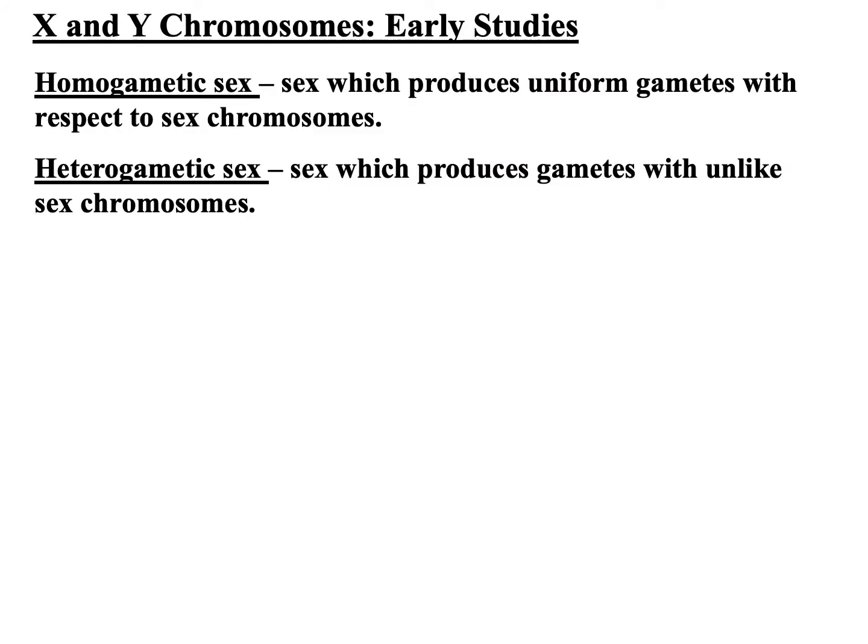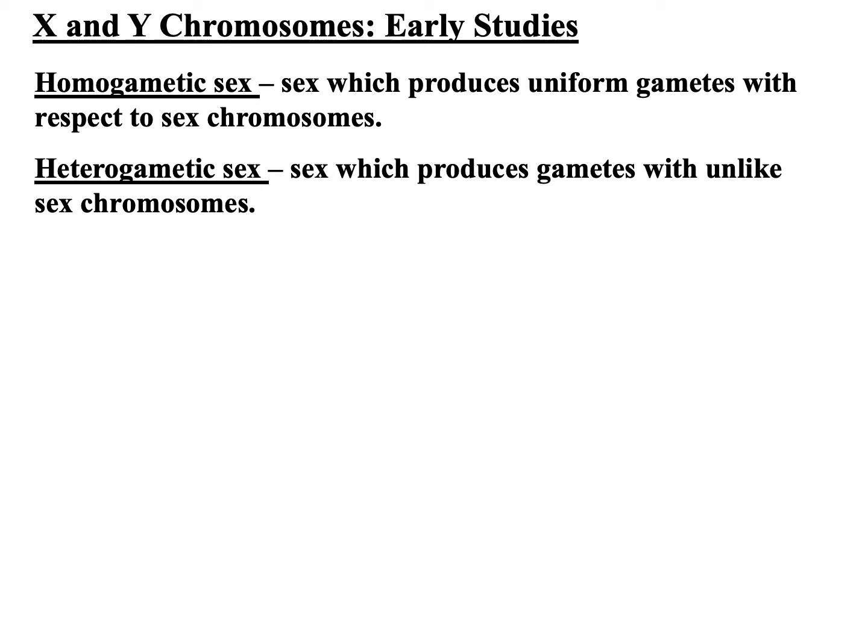So now I want to introduce a few more terms. The term homogametic sex refers to the sex which produces uniform gametes with respect to sex chromosomes. So in the examples that we just looked at, either with Drosophila or with humans, the homogametic sex is female. Females produce gametes that are uniform with respect to the sex chromosomes. Females produce only gametes that contain the X.